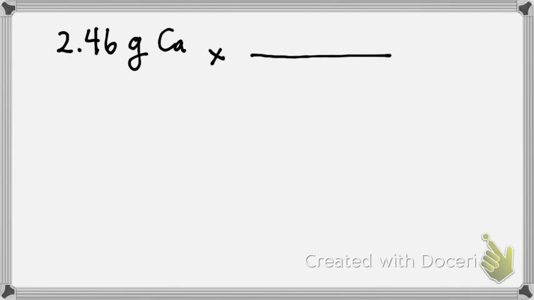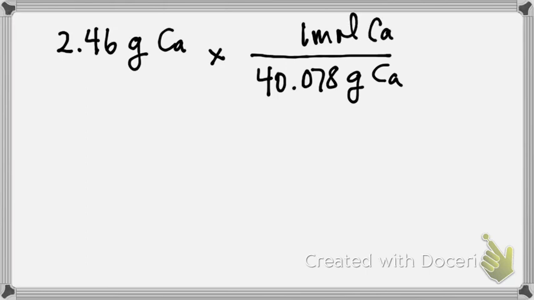Now let's talk about how we can do some simple conversions with the relationships we discussed earlier. Let's say that I have 2.46 grams of calcium and I want to convert this to moles. I know that 40.078 grams of calcium is 1 mole of calcium.